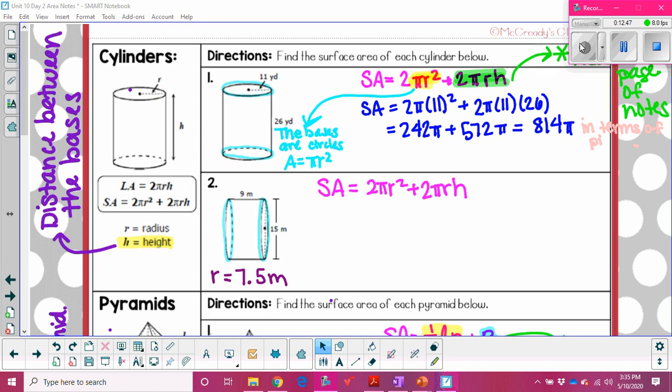So if I ever ask you to give the answer in terms of pi, this is what I mean. It means don't evaluate pi, just give it like this. This is actually the most accurate answer. Okay, so now let's go ahead and evaluate it using pi. So in your calculator, type in 814 times pi using the pi button. When you do, your approximate answer is going to be 2,557.26 square yards.